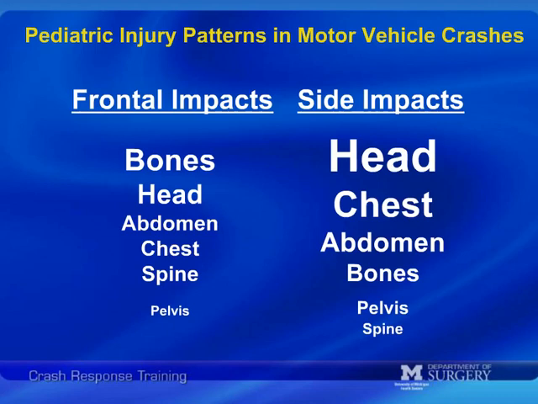In frontal impacts, children most commonly sustain orthopedic injuries, followed by injuries to the head, the abdomen, the chest, and the spine. Pelvic fractures also occur in frontal crashes, but less commonly. This contrasts with what happens in side impact crashes, where, in general, there's a greater risk of injury. In side impact crashes, the most common injuries to pediatric occupants are to the head. The chest is the second most commonly injured body region for kids following side impacts, followed by injuries to the abdomen and the extremities. Injuries to the pelvis and the spine follow.